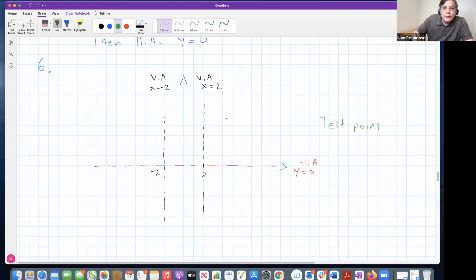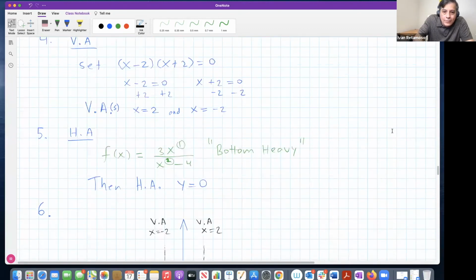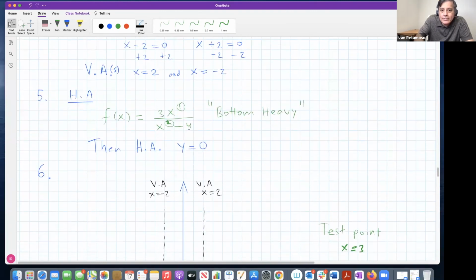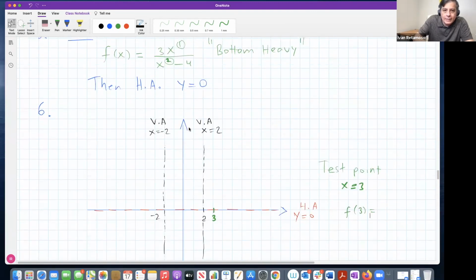What is a test point? Well, a test point is going to be a point here on the right of 2. Let's say, for example, pick 3 for test point, x equals 3, and do this evaluation, f of 3. The function is this, right? 3x over x squared minus 4. So let's evaluate this in our calculator.